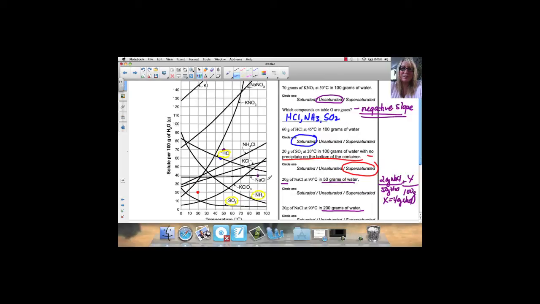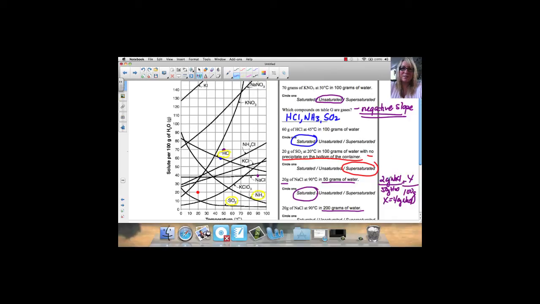So it's right on the line, so that means that I'm really dealing with a saturated solution here. I couldn't directly just plot this information on the graph because it was for 50 grams of water. Now, it should make sense intuitively that if I have 20 grams in 50 grams of water, that it would be 40 grams in 100 grams, because this is half of the amount of water that I have.